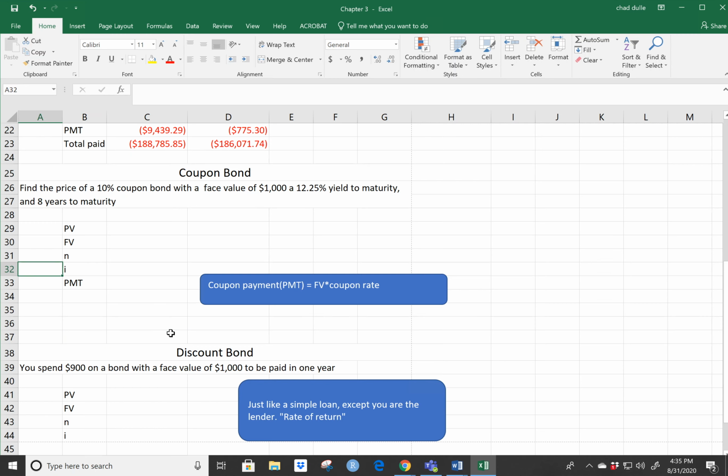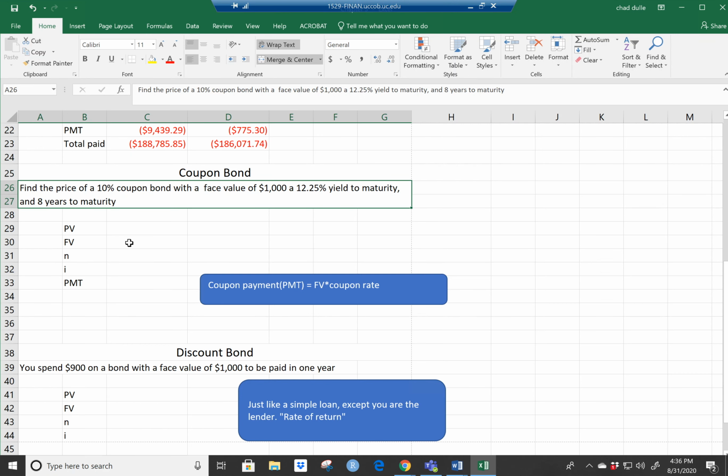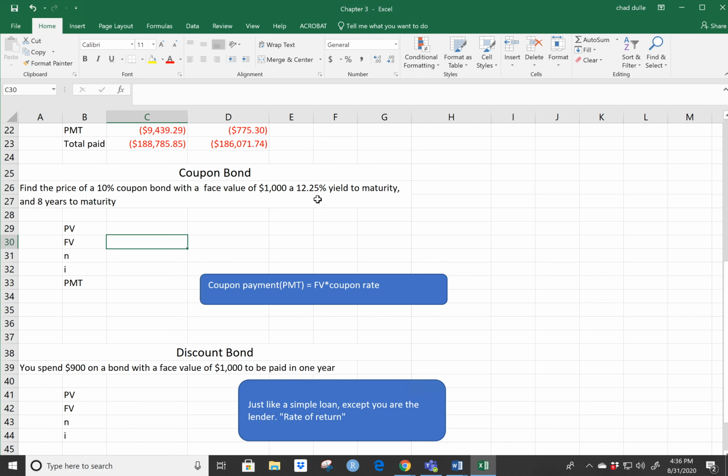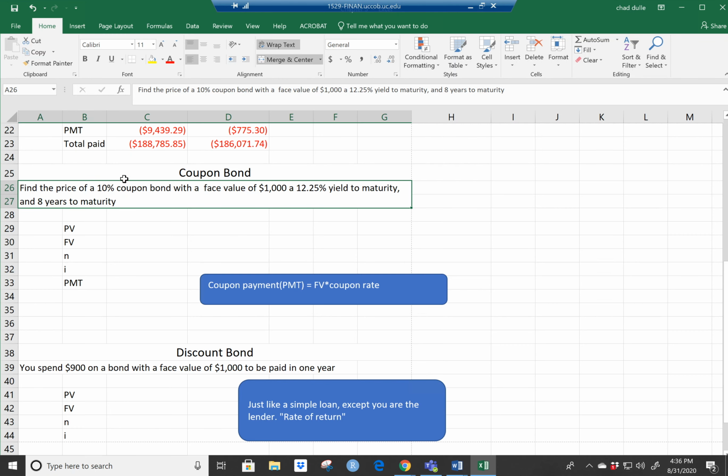Okay, moving on, the next is a coupon bond. Find the price of a 10% coupon bond with a face value of $1,000 and a 12.25% yield to maturity and 8 years to maturity. So some people can get confused, I think, because there's 10% and 12.25%. So it's like, oh, are there two interest rates? What's going on here? So the coupon, when it says 10% coupon bond, that means the coupon rate is 10%. So the 10% you use to calculate the payment.